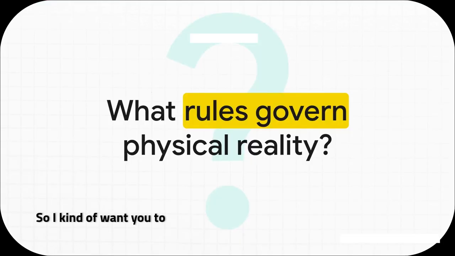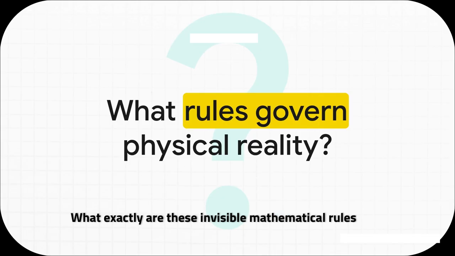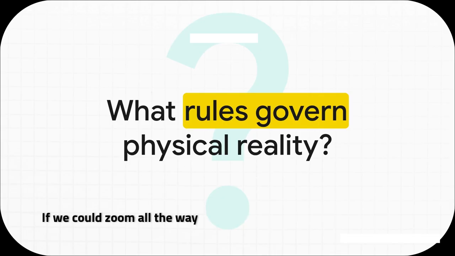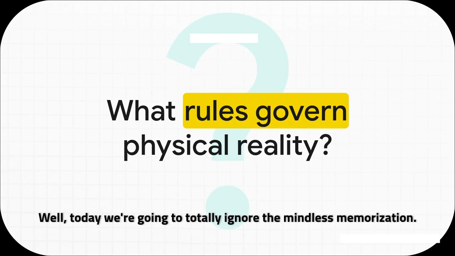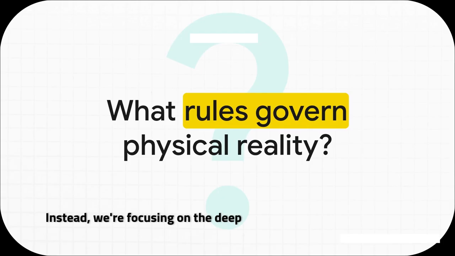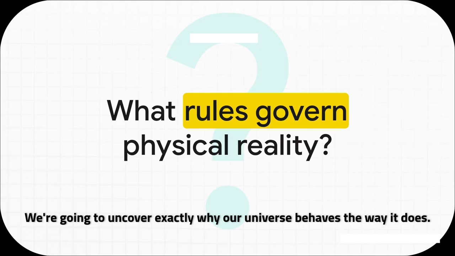So, I kind of want you to start by asking yourself a pretty big question. What exactly are these invisible mathematical rules? Like, if we could zoom all the way down, way past what our eyes can see, straight into the microscopic fabric of the universe, what is the actual code nature uses to build the world? Well, today, we're going to totally ignore the mindless memorization. Instead, we're focusing on the deep intuition behind the formulas. We're going to uncover exactly why our universe behaves the way it does.